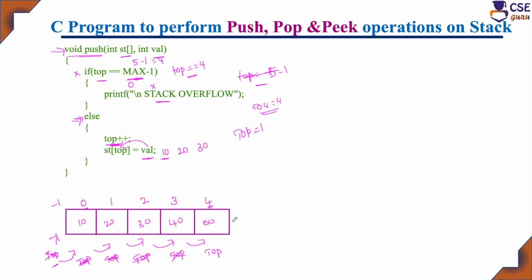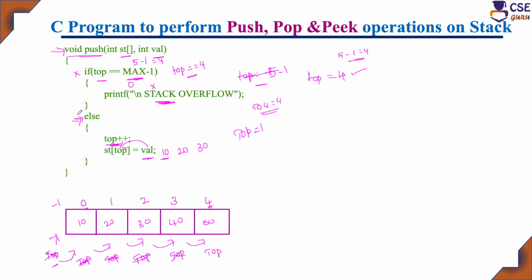Next, if I want to place the value 60, now if we check the top position, what is the top value? It is 4. Max minus 1, 5 minus 1, is equal to 4. Yes, this condition is true. So it will display stack overflow. It won't allow inserting one more element into the stack because all the memory locations are filled. There is no space to place the new element. So it will display stack overflow. This message it will display.